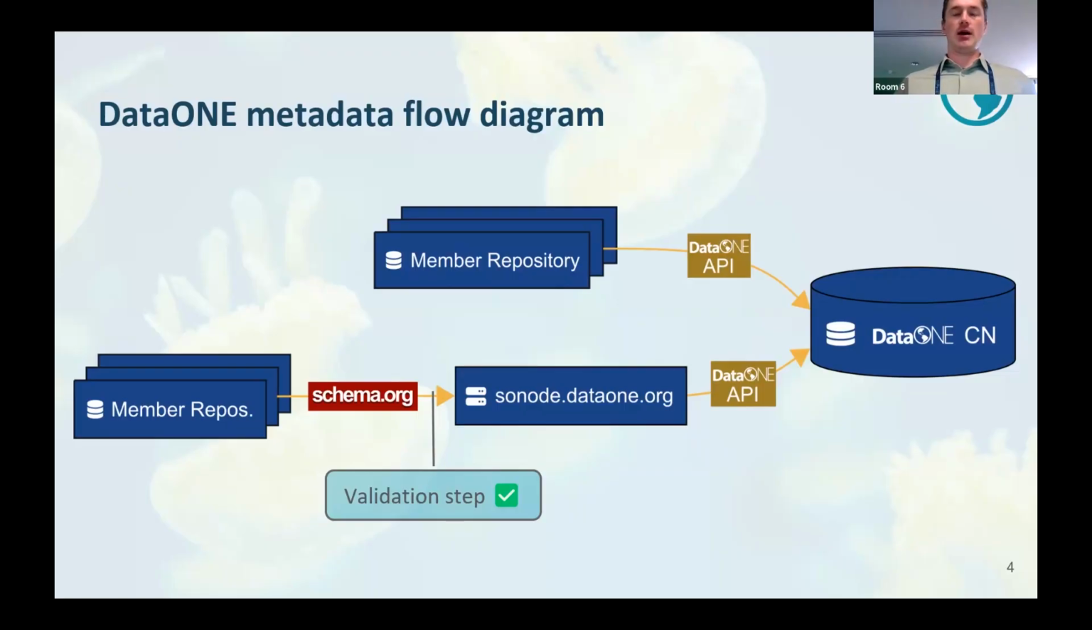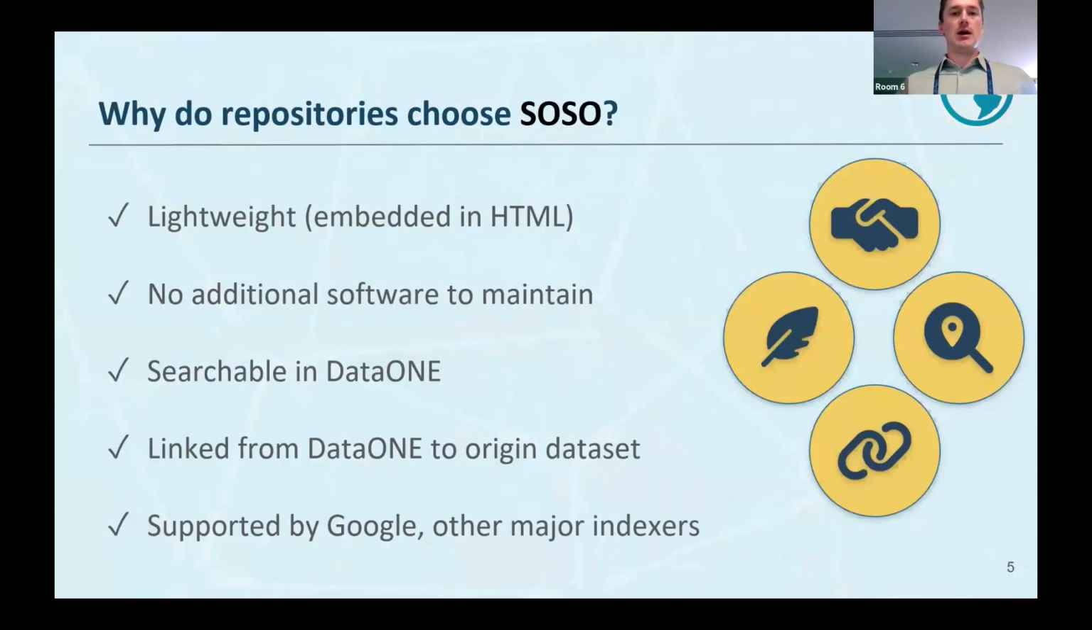And then as some of you may know, Jeanette, who is sitting here, has been working on implementing a schema.org FAIR assessment. And so that happens looking at data that's already been absorbed into the DataONE coordinating node. And so that is a further assessment tool along the line from the validation step, the first one.